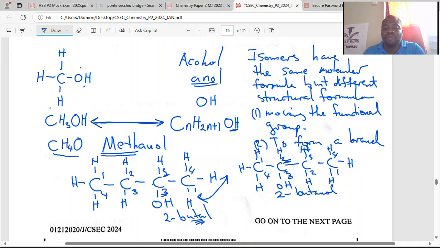I realize I never spelled that. Cool? So this is really a mirror image of that. So where can we actually have an isomer? Can we have an isomer? And if we have an isomer, where would we put that OH?